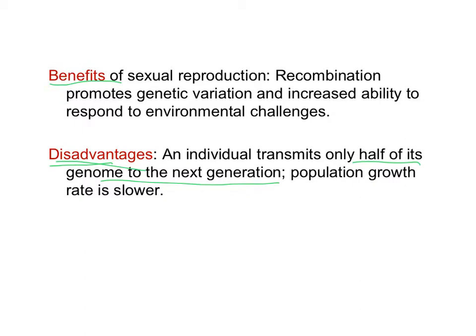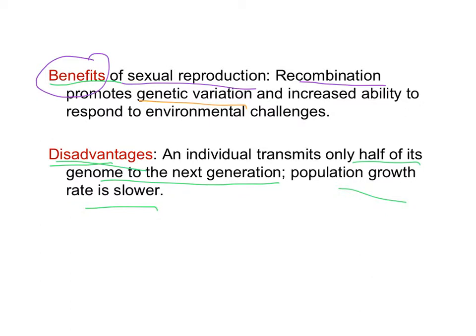And when you reproduce sexually, the population growth rate is going to be slower. So the long-held argument of why reproduce sexually if you're going to lose half your genome and grow slower, is that sexual reproduction, because recombination happens during meiosis to produce a variety of different kinds of gametes, which will then come together with gametes of a second individual, promotes genetic variation. Now you have a larger variety of offspring that are out there in the world. And so you have these different genetic variants, and you may at least have some individuals that will be able to respond if the environment changes or different kinds of environmental challenges.